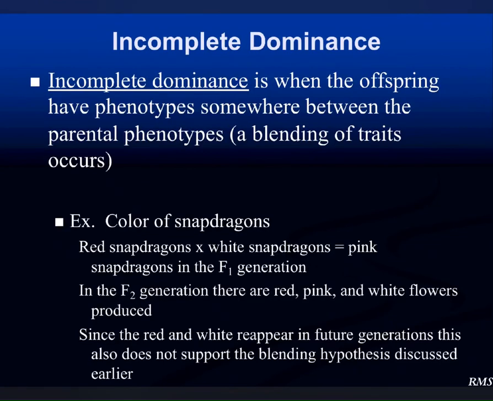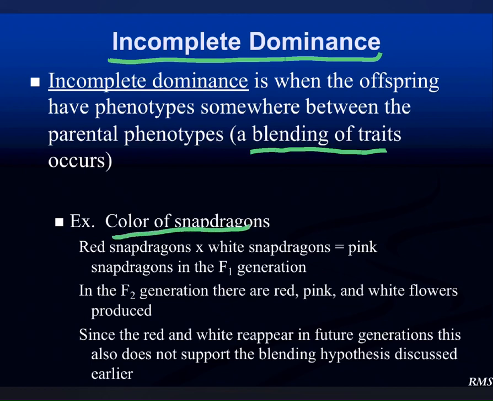Now another example that you can find is called incomplete dominance. Incomplete dominance is where both alleles are present together, but they don't dominate together, they actually blend together. Even though the blending hypothesis isn't true, and all of our genes don't blend, there are some that do. There are certain traits that will blend together. A great example of this is snapdragons. When you take a red snapdragon and cross it with a white snapdragon, you actually get pink, because the red and white combine to make pink.